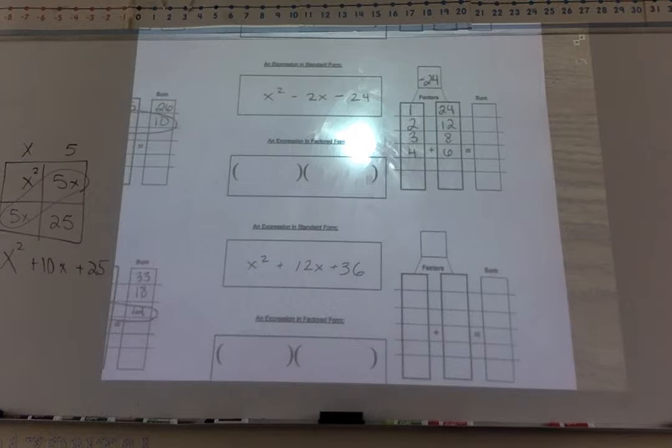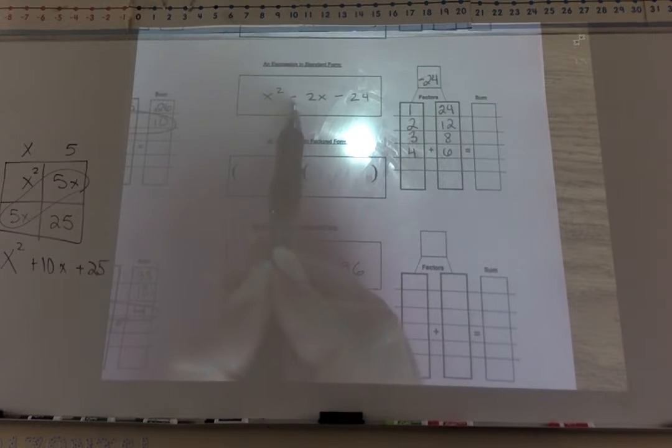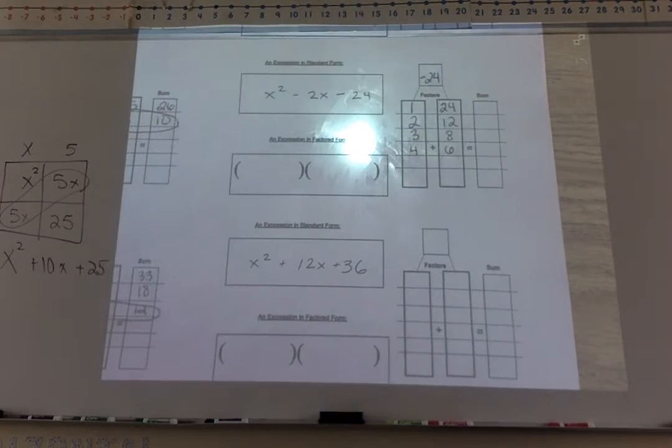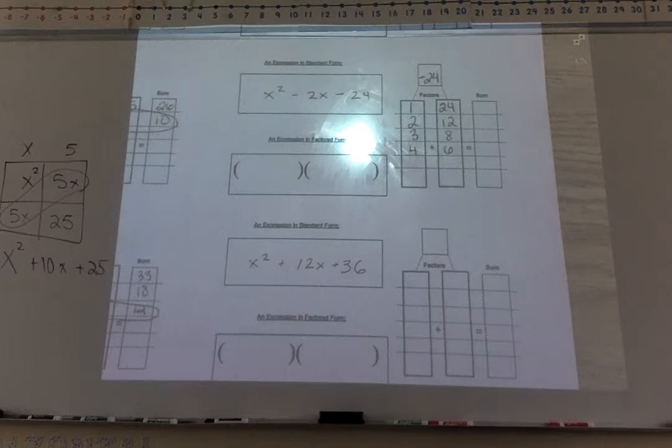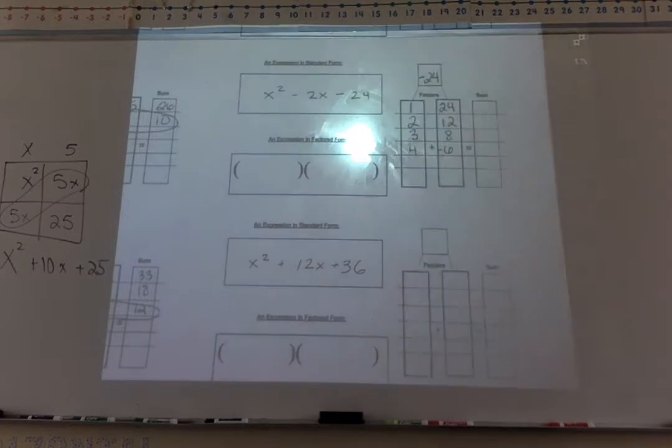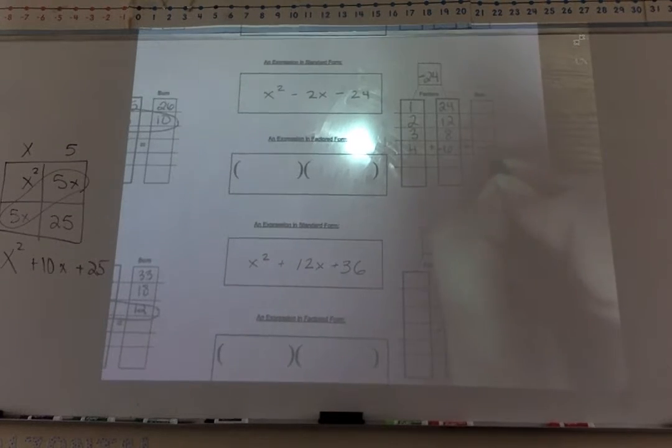So now, again, we want to keep in mind that we want to make negative 2. You subtract them. So you will be subtracting one of them. Which one of these sets of factors will make negative 2 based on how the sign is? 4 and 6. Which one is going to be the negative number? 6. So I'm going to put a negative sign in front of 6, and I know that that's going to make negative 2.